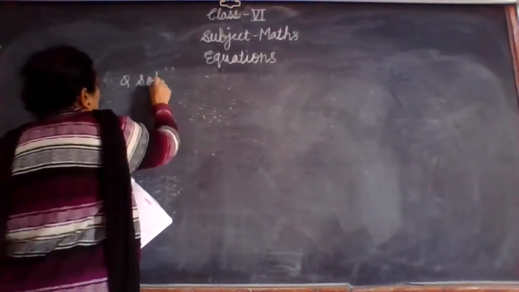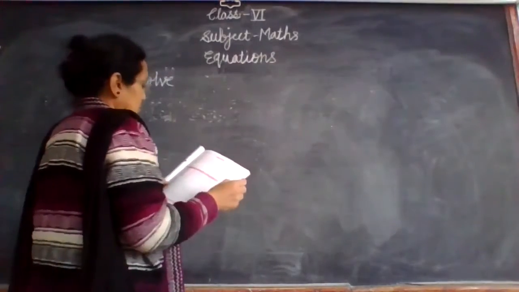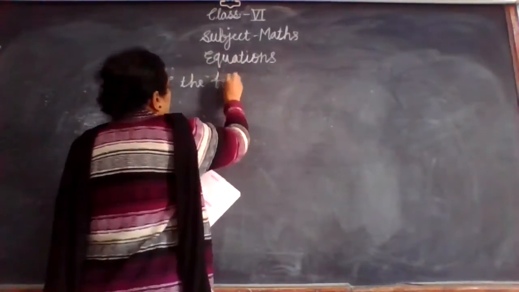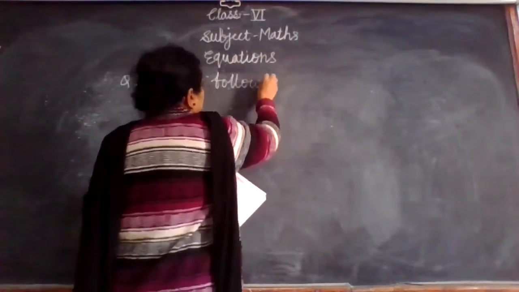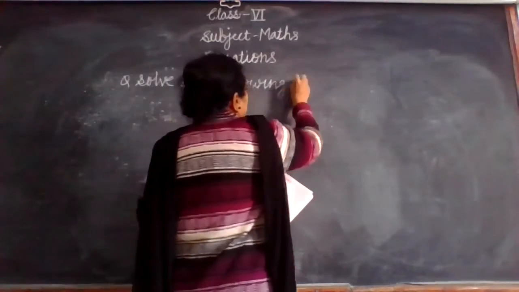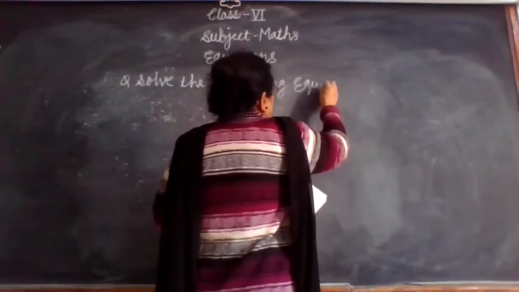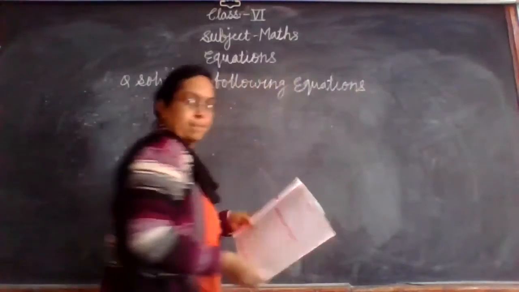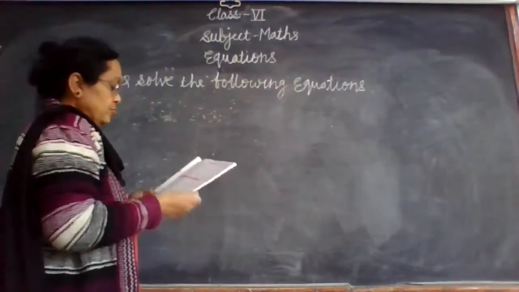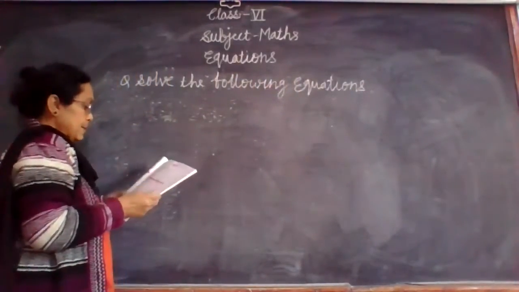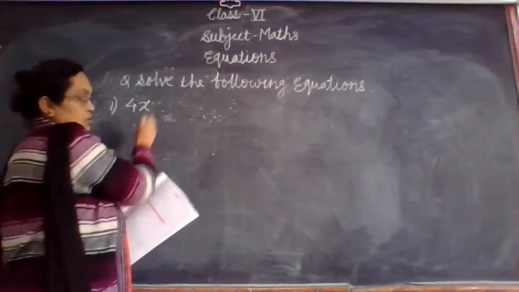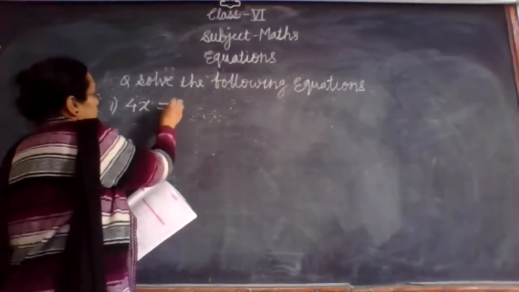Solve the following equations. Now here, 4x equal to 52.